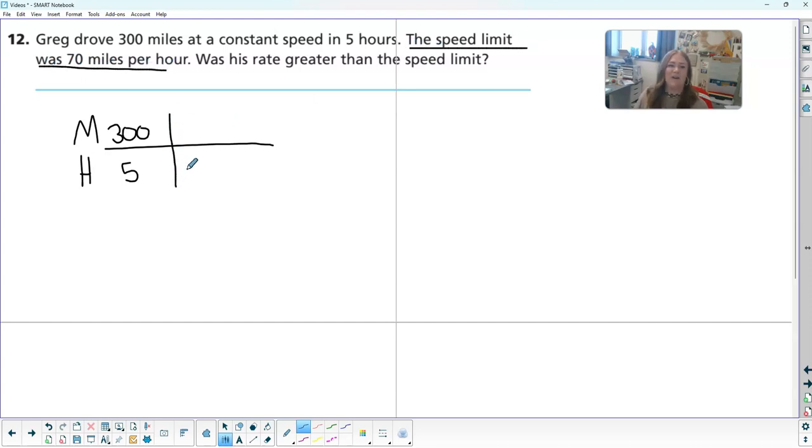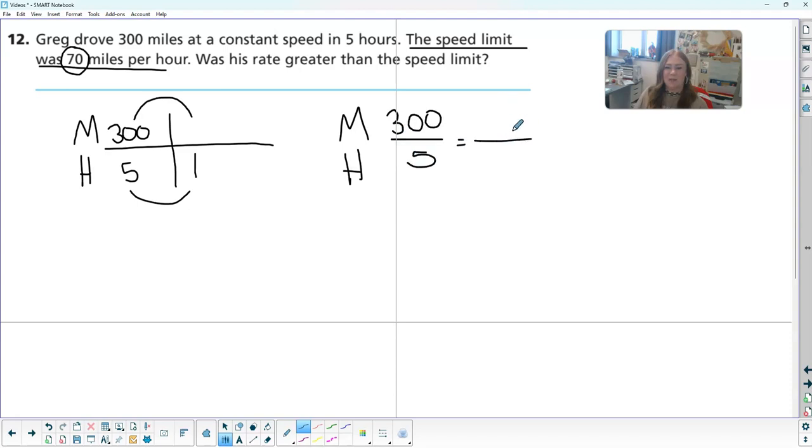So I want to know, how fast did he drive in 1 hour? And I'm going to compare it to 70. So we can go from here to here and here to here, or we can set it up as proportions. 300 miles in 5 hours, and I want to know how many he did in 1 hour. So 300 times 1 divided by 5 will give us this answer. So if this answer is bigger than 70, he was speeding. If it's 70 or less, he was not going faster than the speed limit.